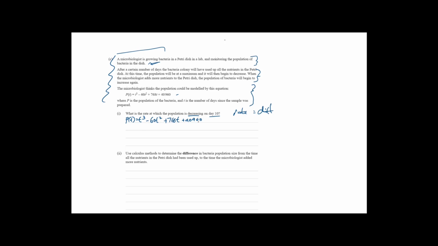So t cubed is this, and we want the change. So we want the change in the population. So it's going to be 3t squared minus 120t plus 768. And we're going to put in 10 in there. We're going to get the following: 3 times 10 squared minus 120 times 10 plus 768. Going to get some number.